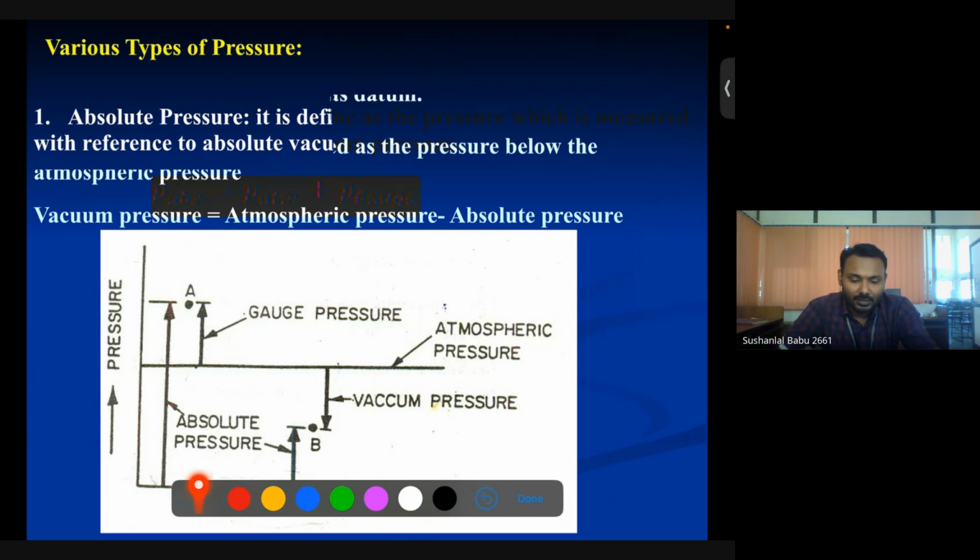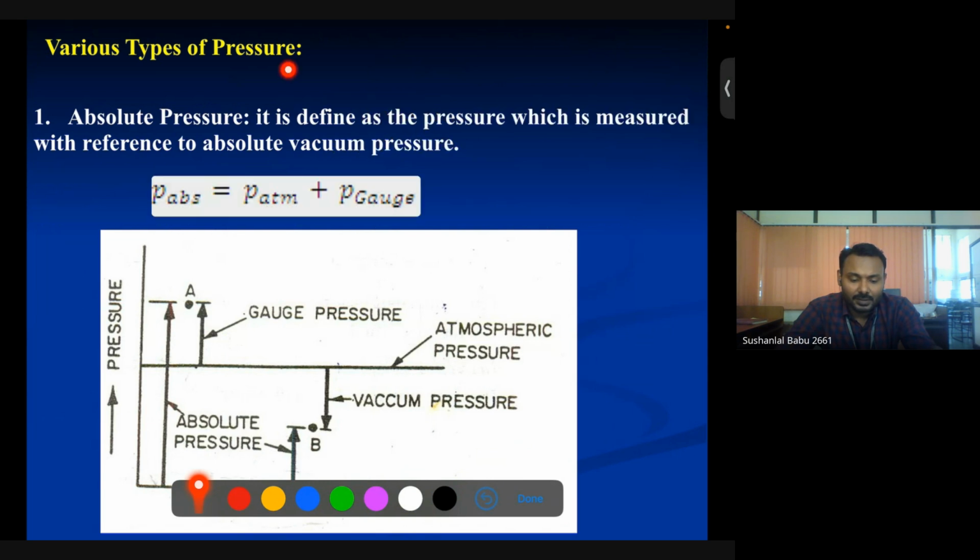Okay, fine. Now there are various types of pressures, and absolute pressure. What is absolute pressure? Absolute pressure is defined as the pressure which is measured with reference to absolute vacuum. What is meant by absolute vacuum? Very important point. It is a vacuum with zero pressure. Nothing is there: no molecule, no atom, no neutron, proton, electron, nothing.